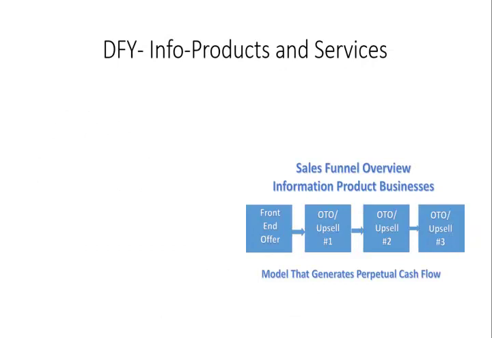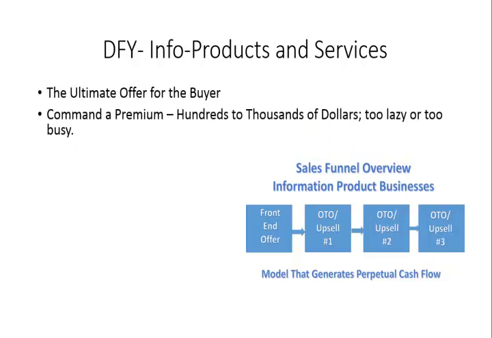Now, the other thing, the other way of thinking about how to structure your product is DFY. Okay, and this is the ultimate offer for the buyer. And what you're doing is you are basically working with a buyer that's either too lazy or too busy to execute your information. You're going to do it for them. I mean, you're going to take the entire package. You're going to take the entire method, whatever it is that you're showing them how to do. You're going to do it for them. They're not going to have to think about putting it in place. You are going to execute the offer.